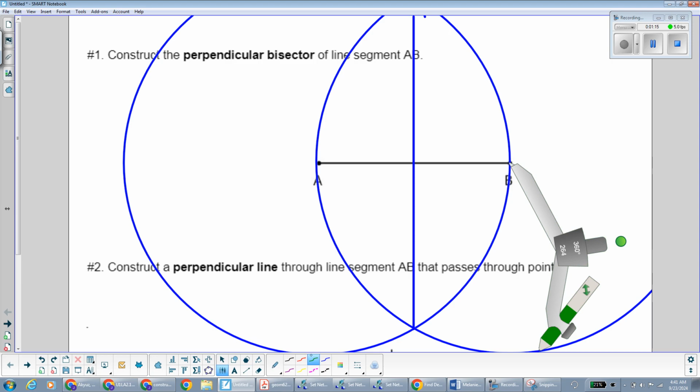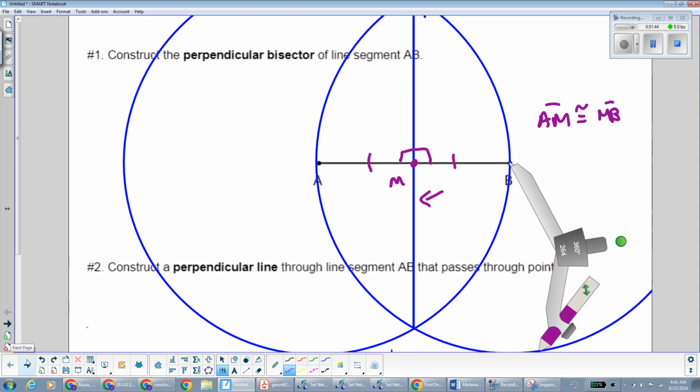And that line that you've now created is the perpendicular bisector of line segment AB. It forms right angles where it intersects it, and it splits it into two congruent pieces. So if I label this point M for midpoint, AM is congruent to MB.